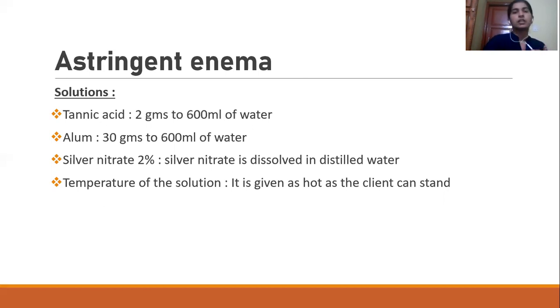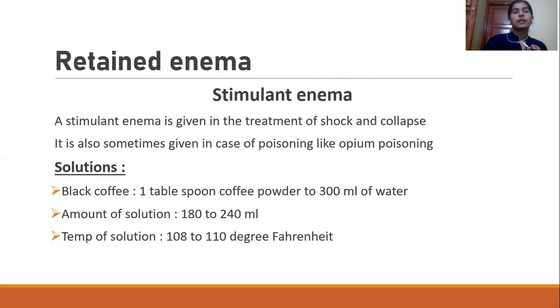So how much the patient can tolerate, that much we can introduce for astringent enema. Okay, so next we can go for the retained enema. So what is the retained enema? It is again divided into stimulant enema. First is stimulant enema. Stimulant enema is given in the treatment of shock and collapse. So stimulant enema is used as a management of shock and collapse.